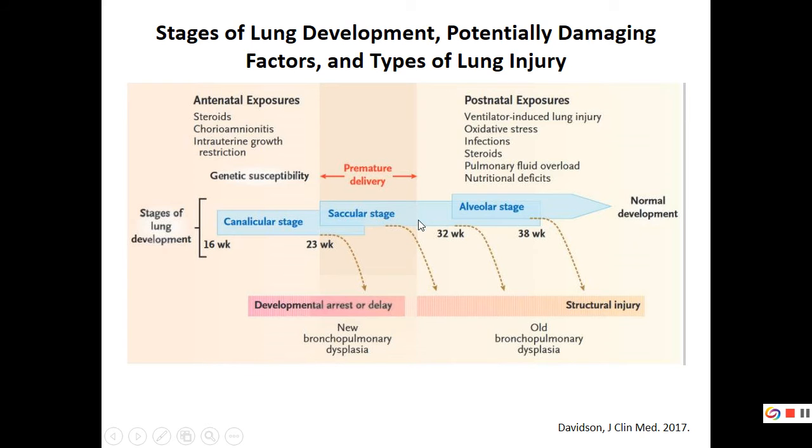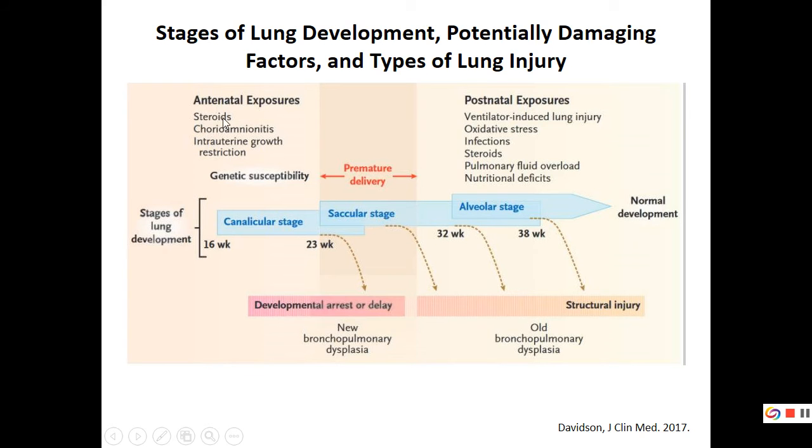And so the old BPD, those babies were born at about 32 weeks and beyond. So they weren't even able to stay alive in the 70s and 80s back then. But now we have kids that are being born in this saccular stage of lung development. And so that's why you see the new BPD down here. So this type of BPD more typically has arrest of lung development or delay of lung development.